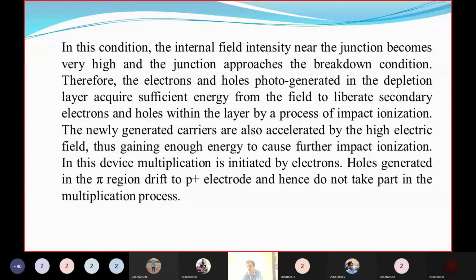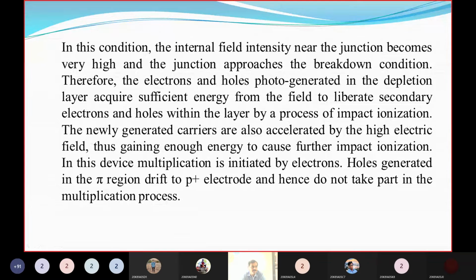What we already discussed: if you apply more external reverse bias, at the junction it will reach the breakdown condition. Therefore the electrons and holes photon generated in the depletion layer acquire sufficient energy from the field to liberate secondary electrons and holes within the layer by the process of impact ionization. See here, already we know that. So what is the avalanche photo effect?